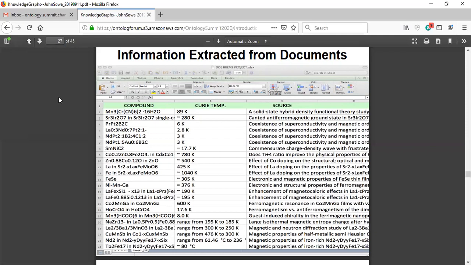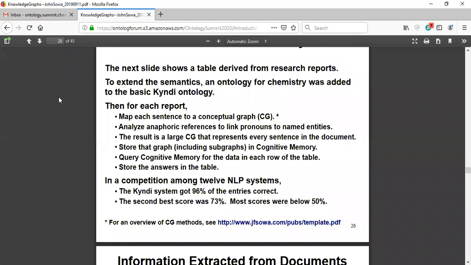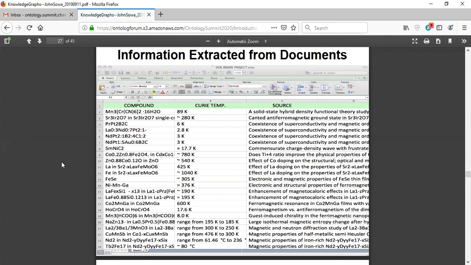The table was generated automatically. The information was derived from documents, so all the people who were competing in this project were given a whole bunch of documents. I forget the exact number of documents, but all the documents had something to do with chemistry and related issues, and the goal was to build a table with information extracted from those documents. The people who sponsored this project had gone through those documents by hand, and they constructed the table that had all the correct answers in it. There were 12 competitors who had to compete on this project.